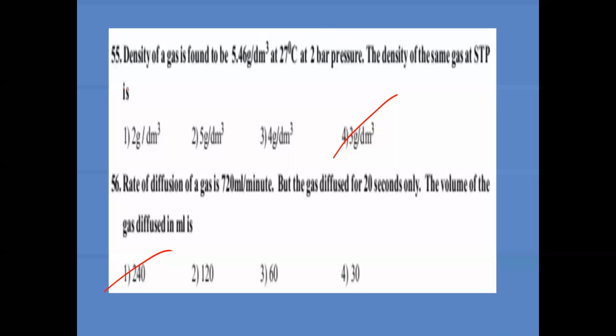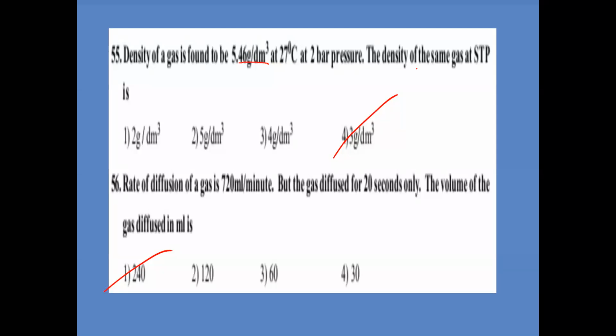Next, density of a gas is found to be 5.46 gram per decimeter cube. Gram per decimeter cube means gram per liter only. Decimeter cube is nothing but liter. So gram per liter given at 27 degrees Celsius at 2 bar pressure. I told you once that the density of gases generally will be measured in gram per liter, instead of gram per centimeter cube.